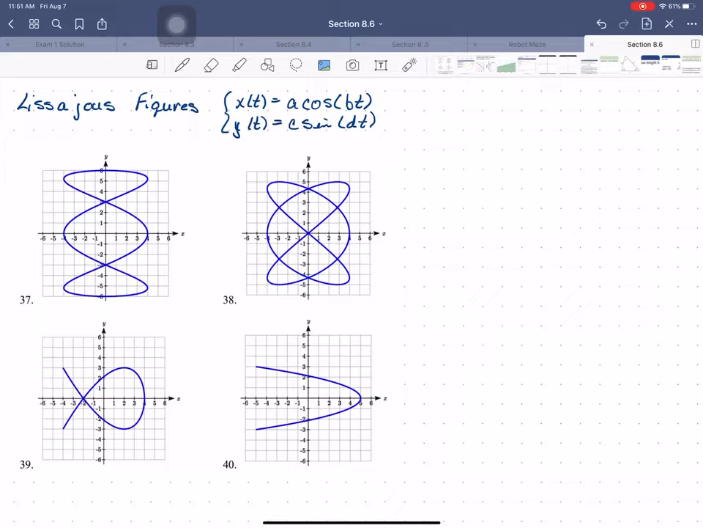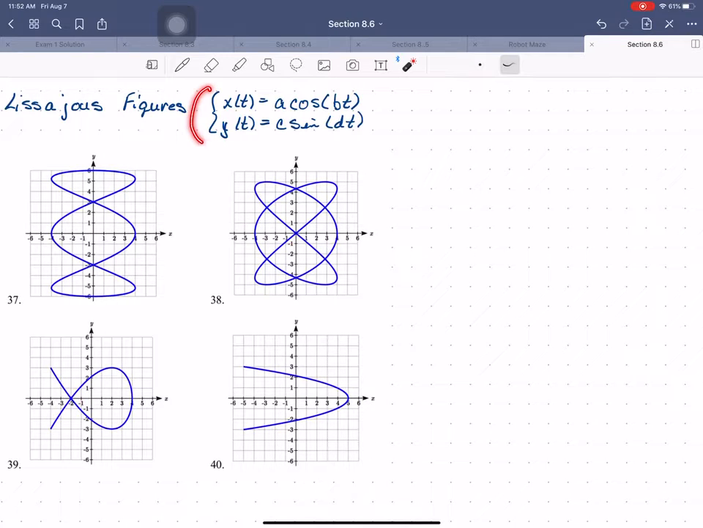Okay, so this is the last thing we're going to talk about in this chapter, and this is another application of parametric equations. These figures, all four of them that I've got on my screen here, are examples of Lissajous figures. And you can write all of these as a parametric set of equations where x is equal to a cosine bt and y is equal to c sine dt. And we're going to talk about how we do this.